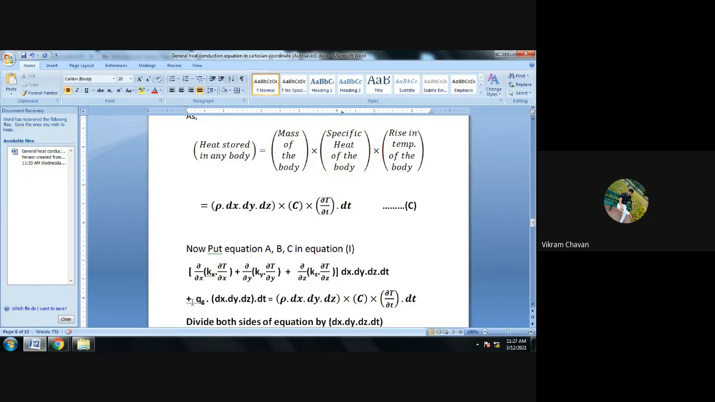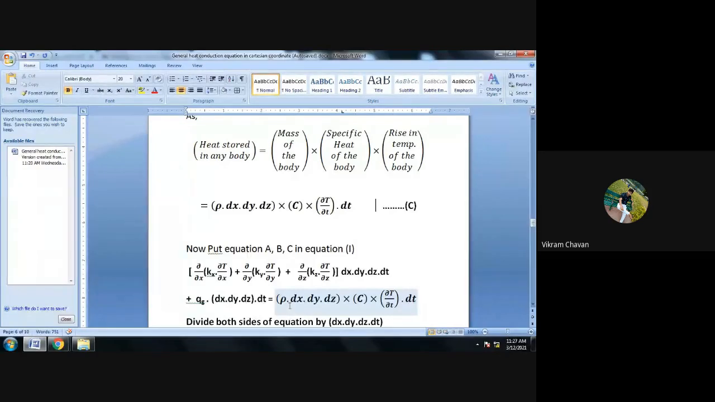Okay, so part B is q suffix g multiplied by dx multiplied by dy multiplied by dz multiplied by dt. And part C, which we have just discussed, is equal to part C. So A plus B is equal to C. C part is rho multiplied by dx multiplied by dy multiplied by dz multiplied by c, that is the specific heat of the body, multiplied by the change in temperature with respect to time, ∂T/∂t, multiplied by dt. Please write down this equation.